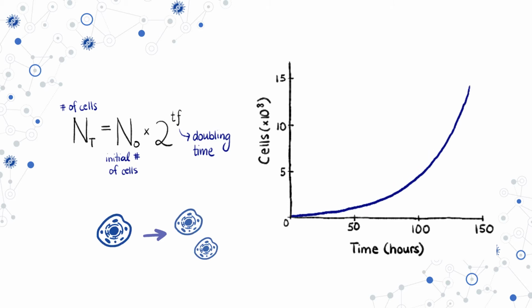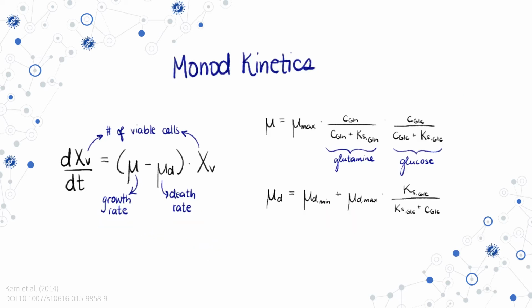While this can give rough estimates for the time it takes to grow up a certain amount of cells, this is only a simple model. For our process, we want something more detailed. This is where Monod kinetics comes in. It takes into account many more parameters aside from doubling time. This time around, growth is dependent on concentrations of metabolites, and cell death is factored in.